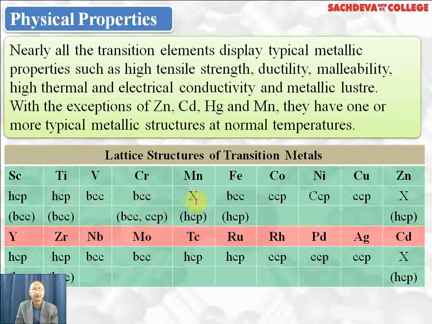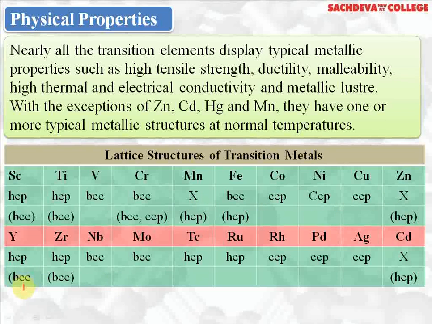Manganese has a normal metallic structure, which is denoted by X. It can have HCP structure also. Iron has BCC and HCP structure, cobalt CCP. CCP means cubic closed packing, BCC means body centered cubic, X means normal metallic structure. Nickel also is CCP, copper is CCP, zinc has a typical metallic structure, it can have HCP.